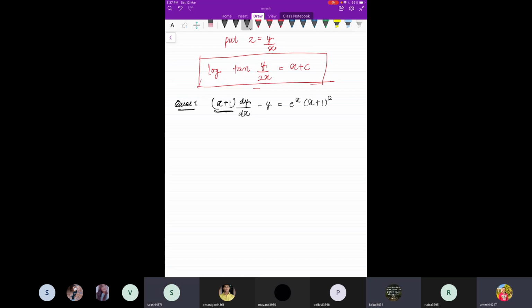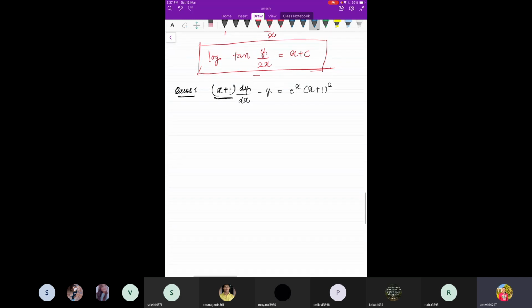Divide by x plus 1. Divide. That's great. We will be dividing the equation wholly by x plus 1.